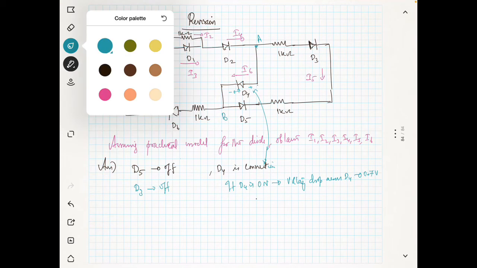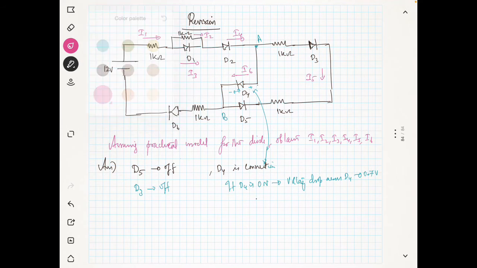So now we will see which diodes are all in on state. What are all the diodes in on state? D1 is in on state, D2 is in on state, D6 is in on state, and what about D4? Yes, D4 is also in on state.